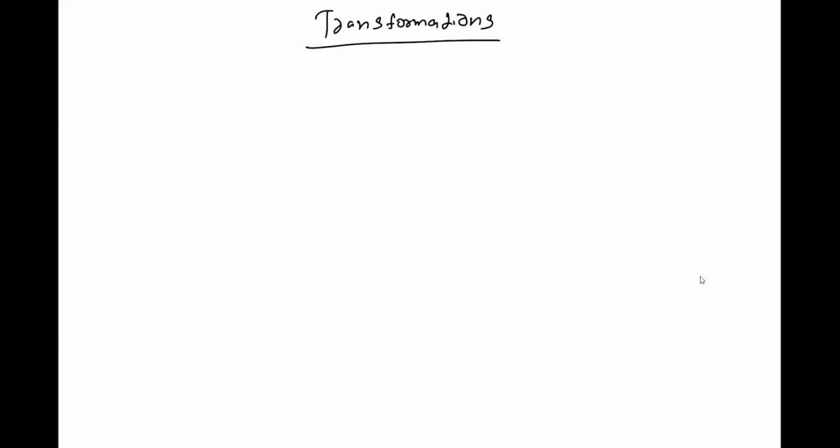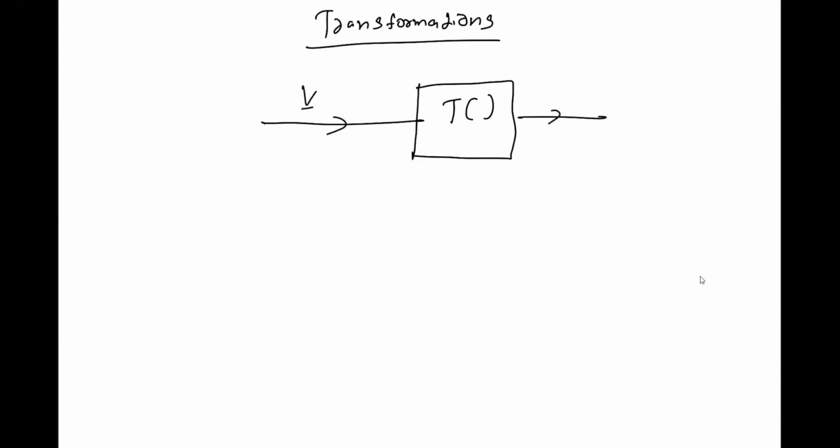Okay, a transformation is nothing but, let's say I have some machine T, and this machine gets a vector as input and outputs another vector. We can define this as T(V) = W. In simple words, if you give some vector to this transformation, you will get another vector as a result. This type of thing we call a vector transformation.